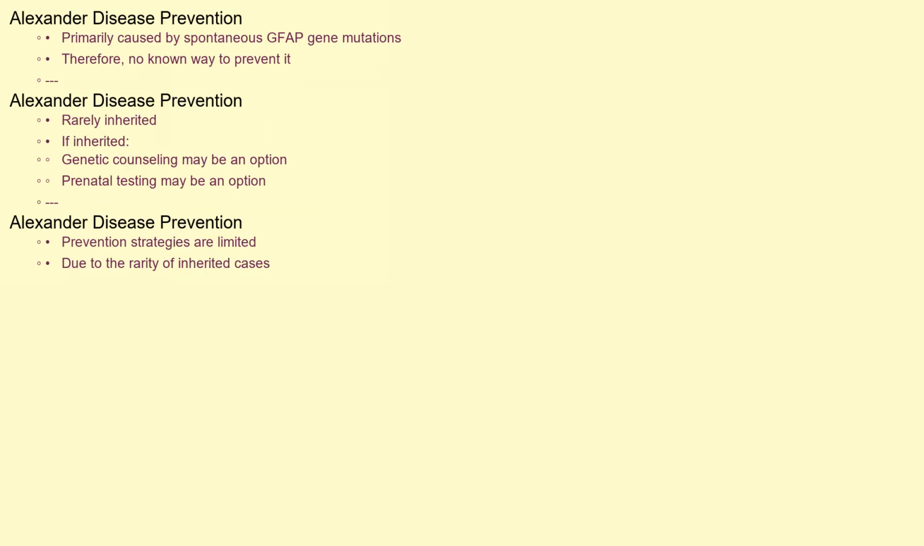Genetic counseling is recommended for families affected by Alexander disease to understand the risk of recurrence in future pregnancies. The goal of treatment is to improve the patient's quality of life and provide comfort to both the patient and their family. Because Alexander disease is primarily caused by spontaneous, new mutations in the GFAP gene, there is no known way to prevent it. In rare cases where the disease is inherited, genetic counseling and prenatal testing may be options for families who are concerned about the risk of having a child with Alexander disease. However, given the rarity of inherited cases, prevention strategies are limited.